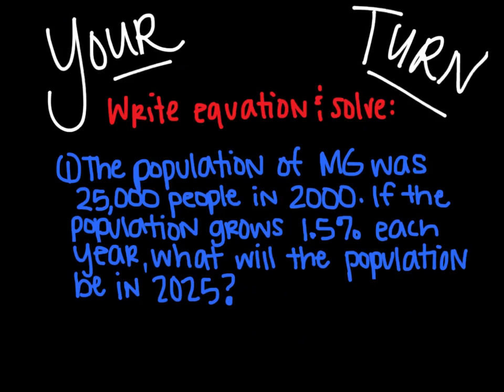All right, it is your turn. Here's the example problem. The population of Maple Grove was 25,000 people in 2000. If the population grows at 1.5% each year, what will the population be in 2025? Please enter this information on the Google form.